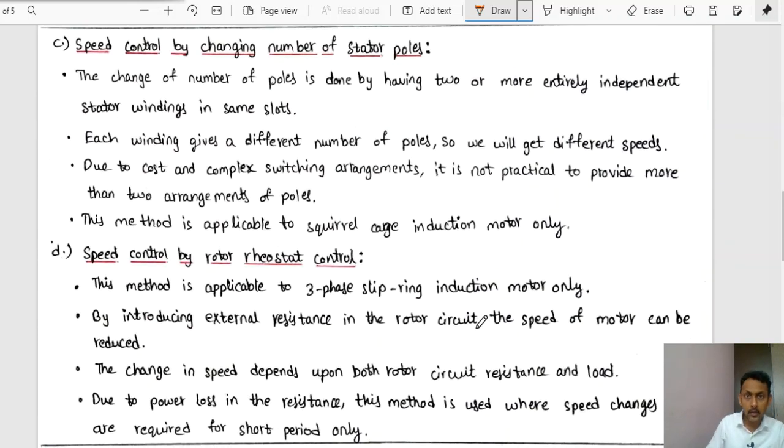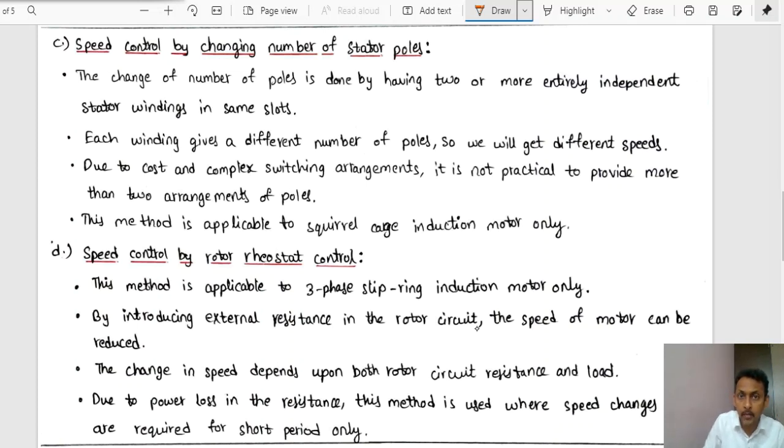Next one is using the stator poles. Once the machine is designed, it is difficult to change the number of stator poles. But even though it is difficult, there is a possibility that by changing the stator poles, we can change the speed of the machine. So how can it be achieved?